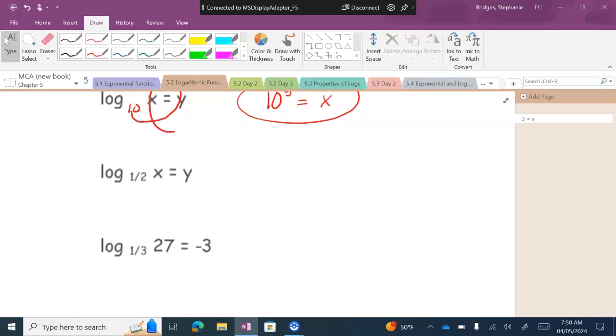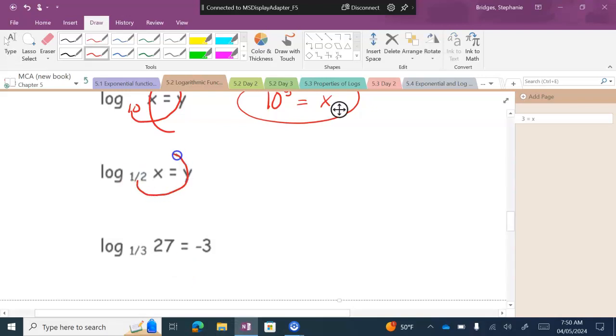What's my base? 1/2. So we're going to go (1/2) to the y power equals x. Now, when you have a fraction, I generally put it in parentheses when I have an exponent on it so that I know that that exponent goes to the entire fraction.